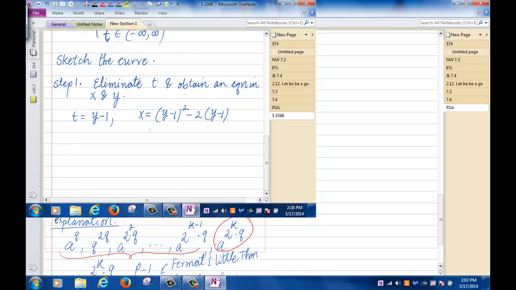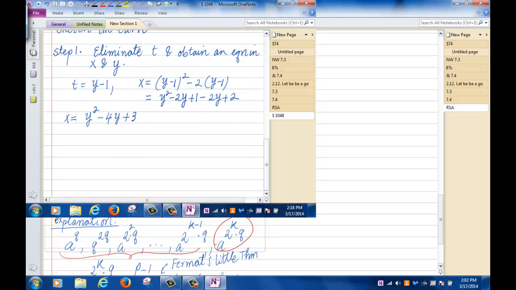And now I can expand and simplify. So what do I get? I get y squared minus 2y plus 1, minus 2y here, plus 2, right? So altogether, what am I getting for x then? x is then y squared minus 4y plus 3, am I correct?